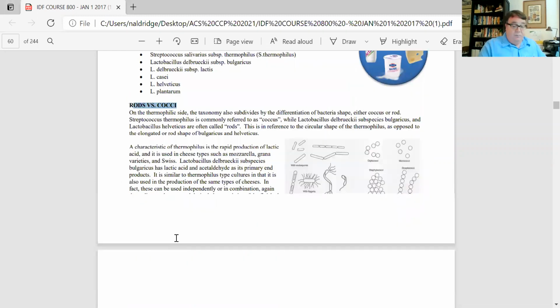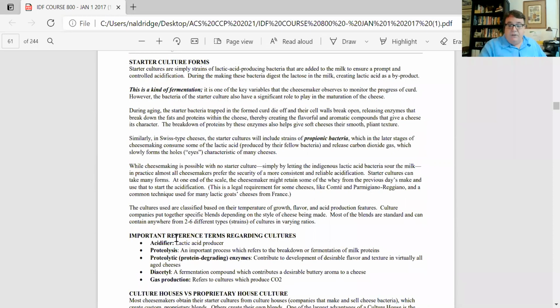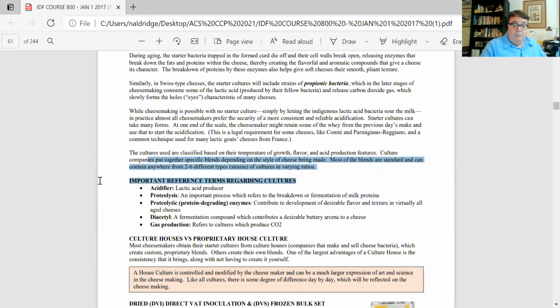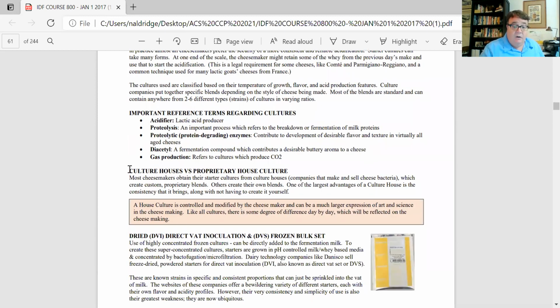We're going on to page 61. Now, starter culture information, we're going to get more specifics. I'll lead you to more information coming up. But the important part on page 61 here is the important reference terms regarding cultures. So this is the area I've highlighted here where the bullet points are. The acidifier, proteolysis, proteolytic, lipolytic, and gas production. You're going to need to know those. And I've highlighted here culture house versus proprietary house culture. There'll probably be at least one question about house cultures on your test.